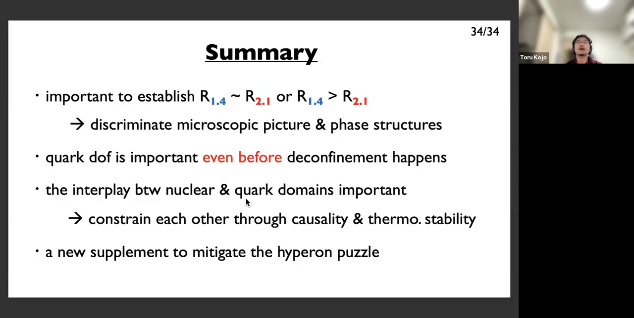In fact, because of causality and thermodynamic stability, they constrain each other rather strongly. That's the message I would like to address in my discussion of the three-window modeling. And finally, quark degrees of freedom can give a new way of thinking to mitigate the hyperon puzzle. With that, I conclude my talk, and thank you very much for your attention.